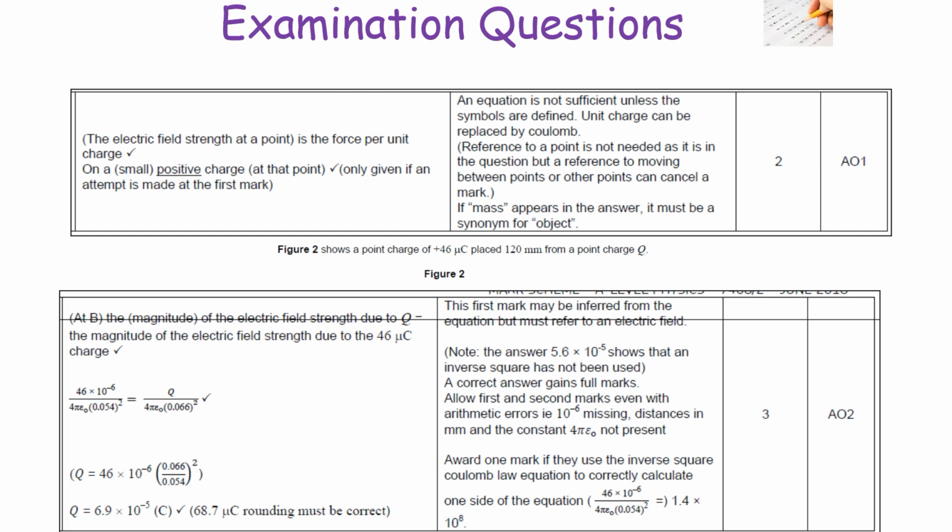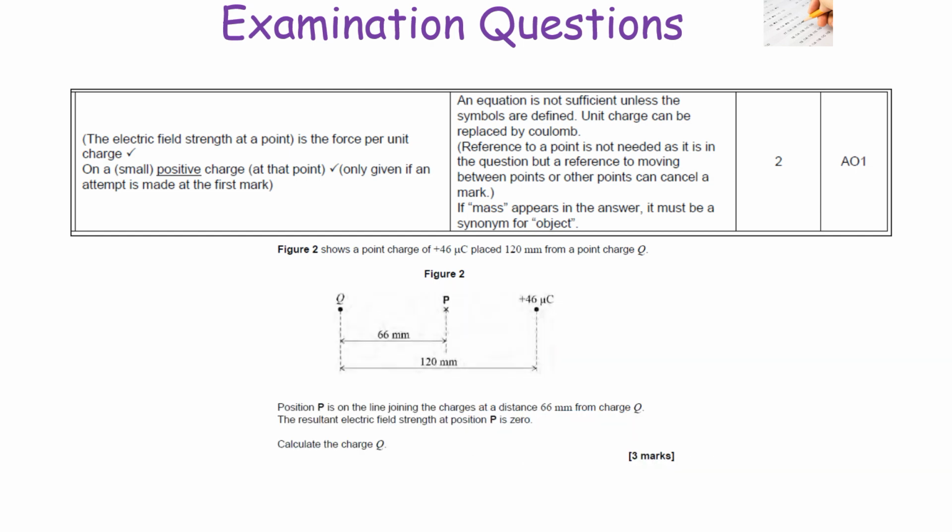So what you can say is 46 times 10 to the minus 6 over 4 pi epsilon 0 times 0.054 squared, which is the distance from that charge on the right hand side to P, is equal to Q over 4 pi epsilon 0 times 0.066 squared, because again that's the distance from the charge on the left hand side to P. You can then rearrange, make Q the subject, and you get Q to be 6.9 times 10 to the minus 5, or 68.7 microcoulombs.